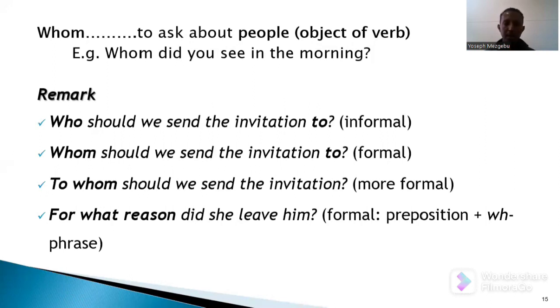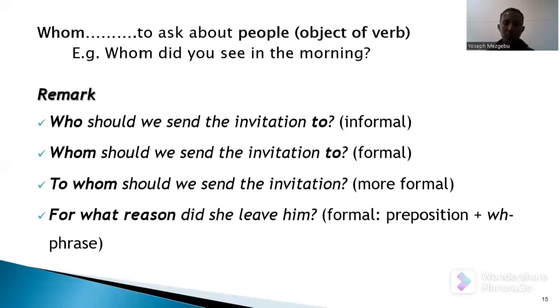This is formal. Here is a more formal one: to whom should we send the invitation? If we bring to first, it is more formal. Otherwise, if to comes at the end, we can use who or whom to refer to the object. For what reason did she leave him? This is also more formal: preposition plus the wh phrase. Or we can say, what reason did she leave him for, which is informal. Hold these well.